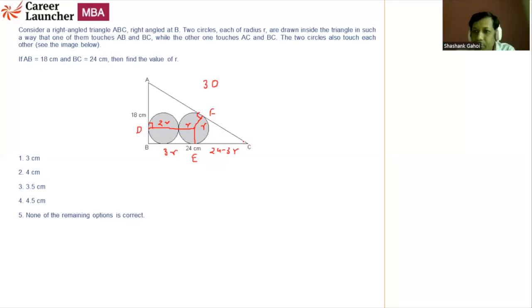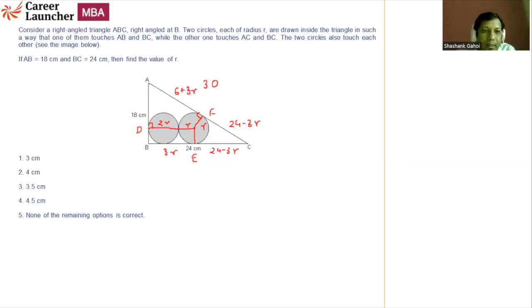C is the external point, and from that external point I am going to draw two tangents, CF and CE. So the lengths of both of them are going to be equal. So this comes out to be 24 minus 3R. Now AC is 30 and CF is 24 minus 3R. So what is the length of AF? That comes out to be 6 plus 3R.